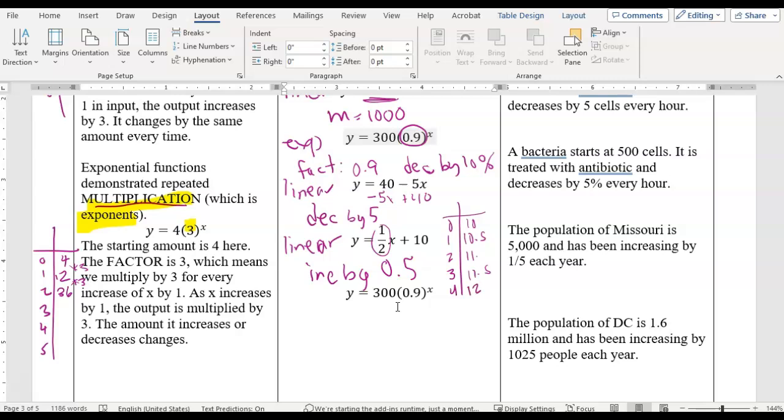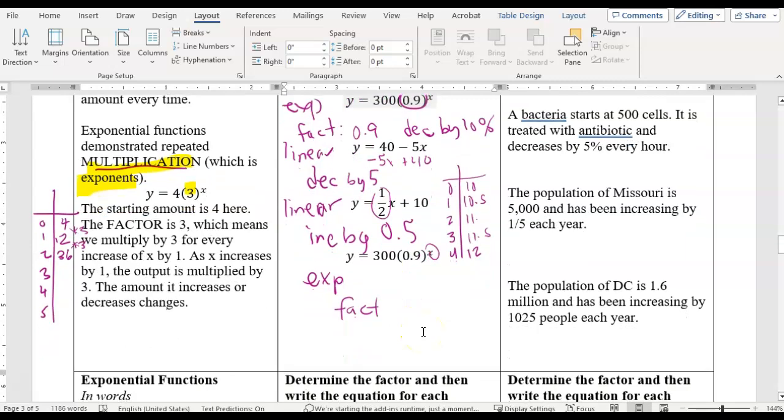Okay. The last one here is exponential. You see that exponent here. My factor is also, oh, this is the same problem. Oops. Oh, sorry. But the factor here is also 0.9, and that means we are decreasing by 10%.